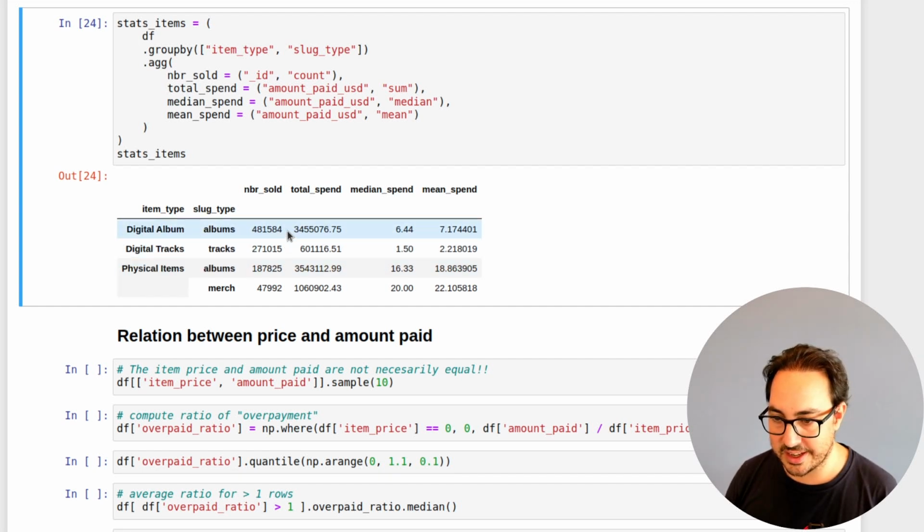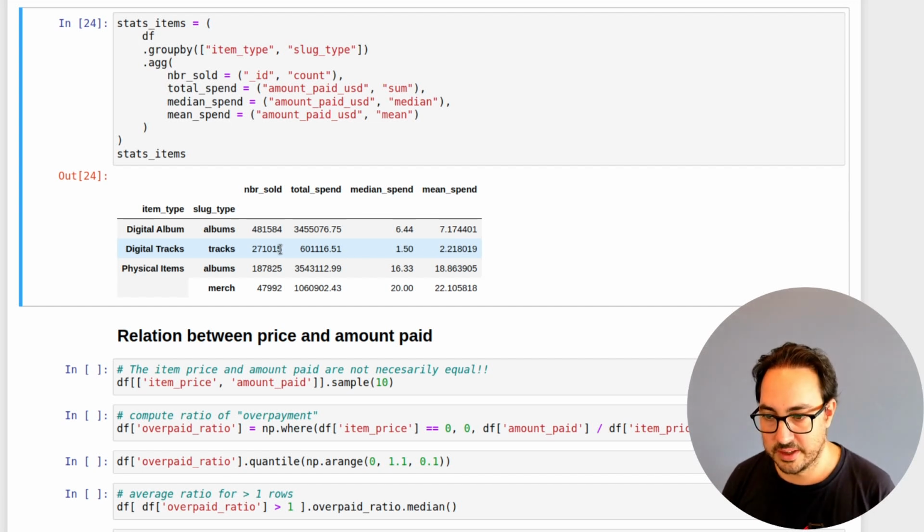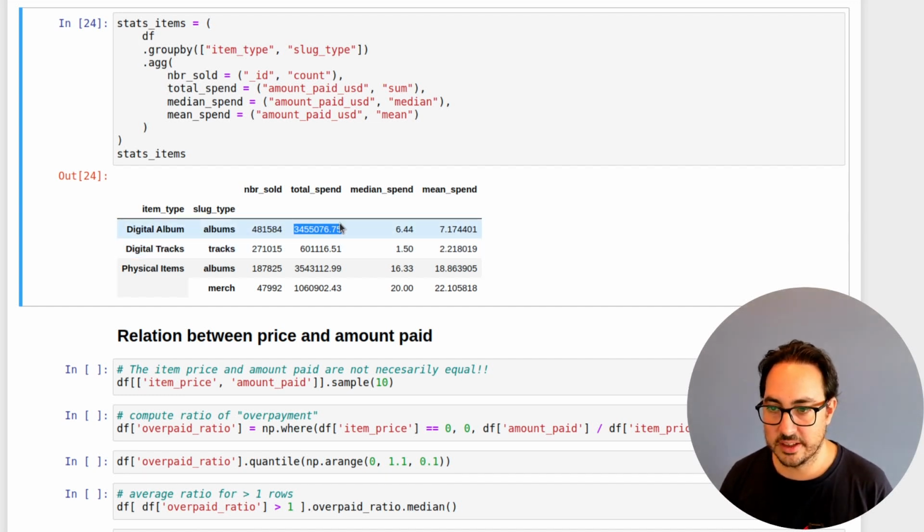And then, what else? Digital tracks. Look at the difference between these two values. The median is 1.5 and the mean is 2.21. So it's still a lot higher. If this were 3, it would be 2 times higher. But it seems they make the most money with digital albums rather than just selling tracks. I don't know, it's a good way to summarize the business.